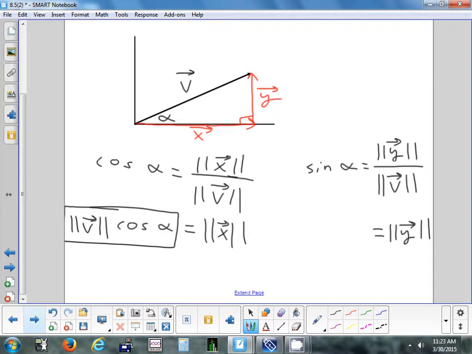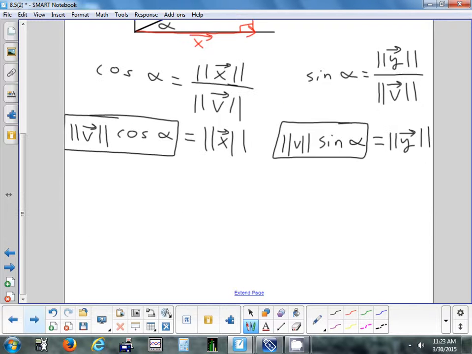The magnitude of v times sine. Anything else? Alpha. Yeah, good. Now, if you add those two vectors together, take the horizontal, take the vertical, add them together, you get the one in black. And that's going to be our formula.